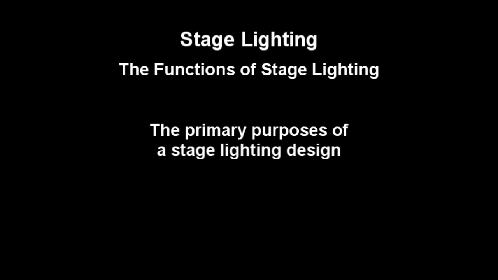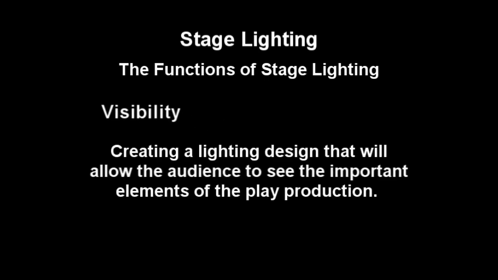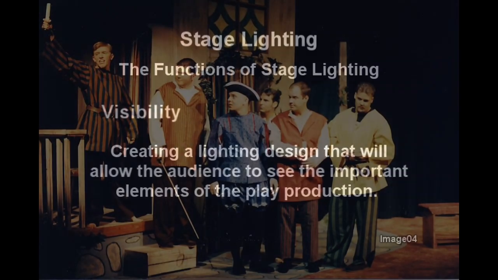The first function of stage lighting that we will consider is visibility. Naturally, one of the primary purposes for having stage lighting is to make it possible for the audience to see the action on stage. If the audience is unable to see the action, or if the lights are set at a level where the audience needs to strain in order to see the action, then all of the other functions of stage lighting are rendered moot.